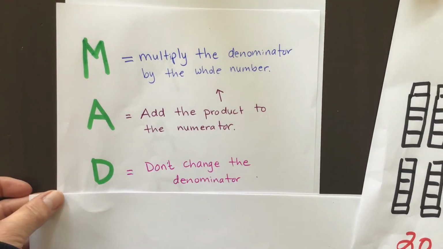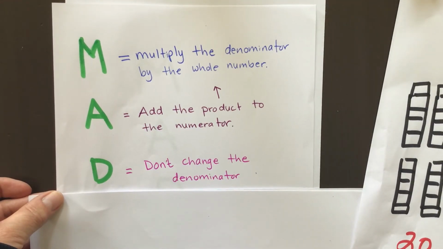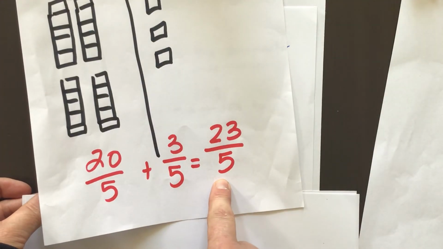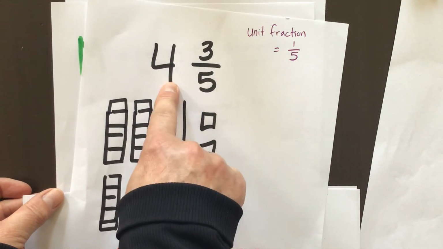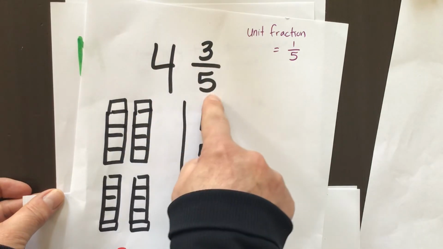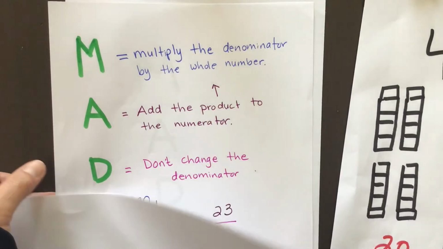which takes us to the final step of D. Don't change the denominator. Don't change the denominator, which we didn't. We left the denominator in fifths. We didn't change that. We did 5 times 4 is 20, plus 3, and we didn't change the denominator.